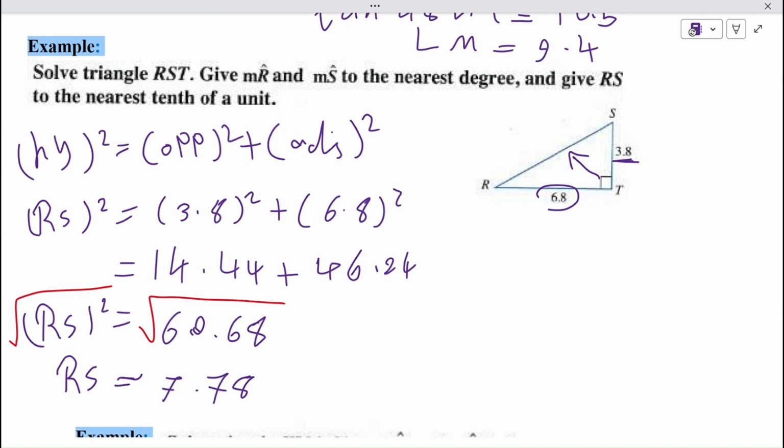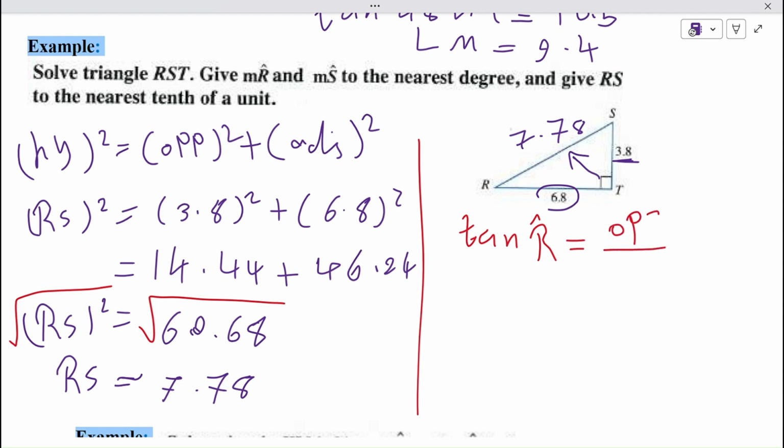Okay, now what about finding the angles? Guys, here we have two sides with the hypotenuse. Which rule includes opposite and adjacent? Of course, tan. Tan of R is equal to, of course, opposite over adjacent.